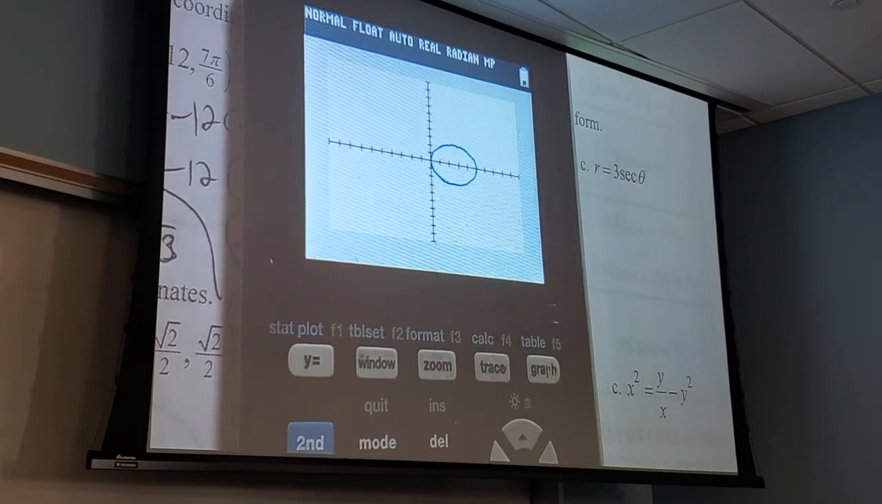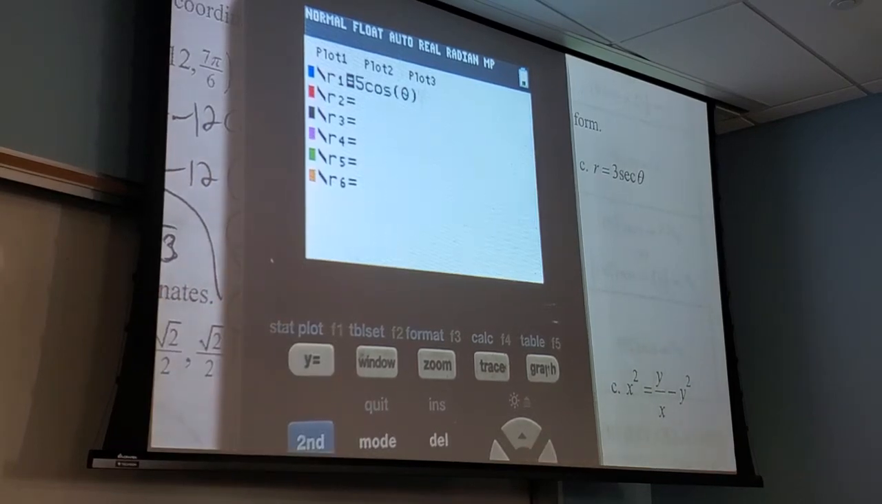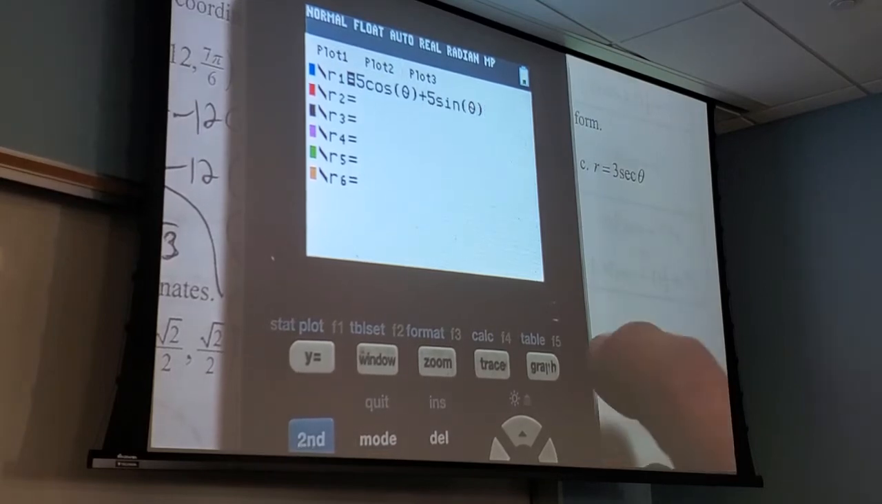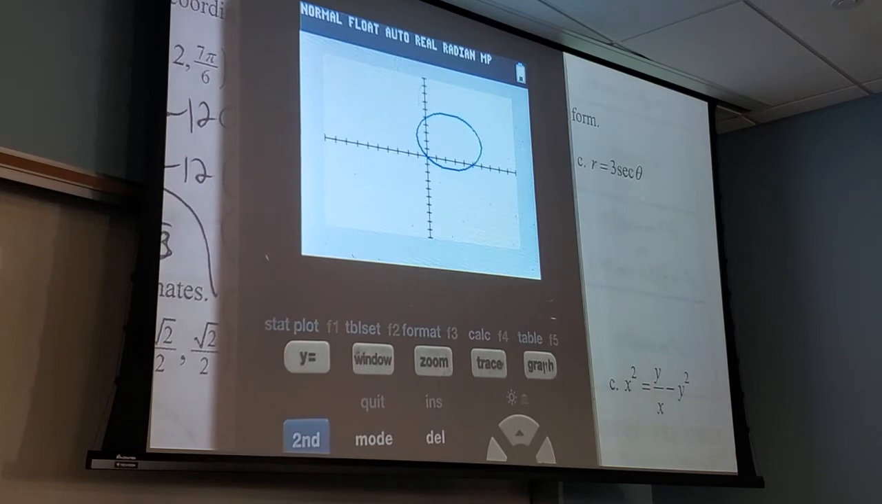Okay, I like it. So watch what happens if I do this: 5 cosine theta plus 5 sine theta. Two things happened. Now it's centered diagonally, both in the x and the y, and it's also bigger because I basically doubled the radius it could get. It's got sine and cosine, so it should be parts of both axes, so it should be diagonal.